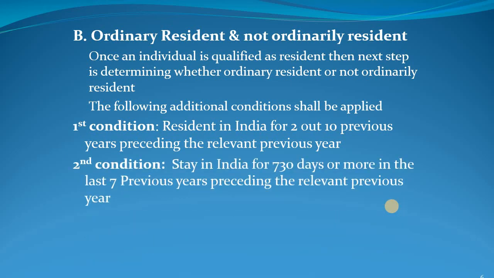Then second condition, stay in India for 730 days. So he has to stay 730 days or more in the last 7 previous years preceding the relevant previous year. How many days? He has to stay 730 days. So if he is there 730 days or more in India, then he is fulfilling the second condition. So these are the 2 additional conditions.